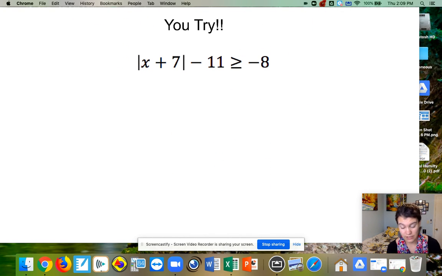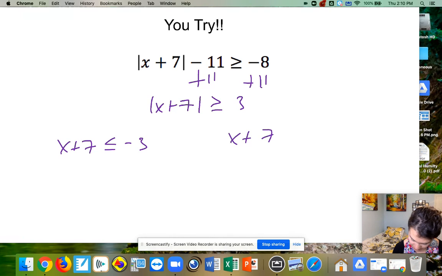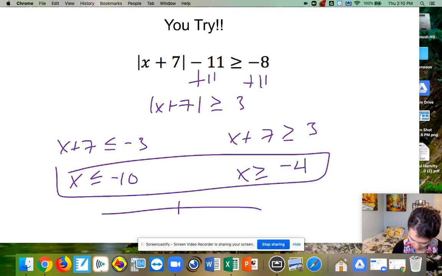All right, last one. We'll add 11 to both sides to get it by itself. Then we have x plus 7 is greater than or equal to 3. Now we can break it up into our two different inequalities. So x plus 7 is less than or equal to negative 3, or x plus 7 is greater than or equal to positive 3. So x is going to be less than or equal to negative 10. X is greater than or equal to negative 4. Graph, we have 0. These are both negative this time. Closed circles on both. X is greater than that and less than that. So that's your graph.